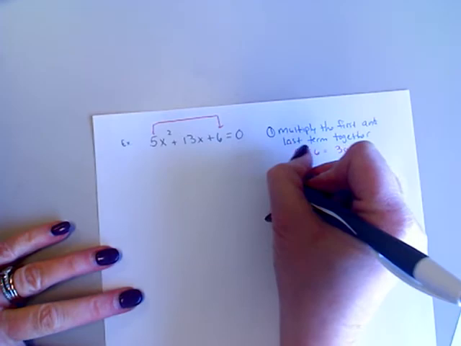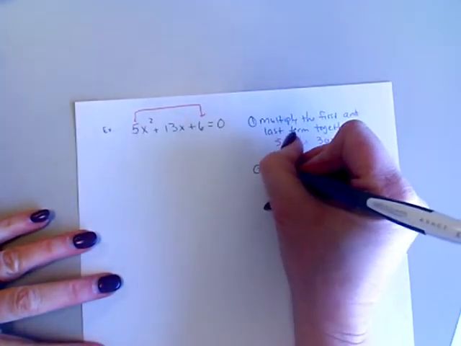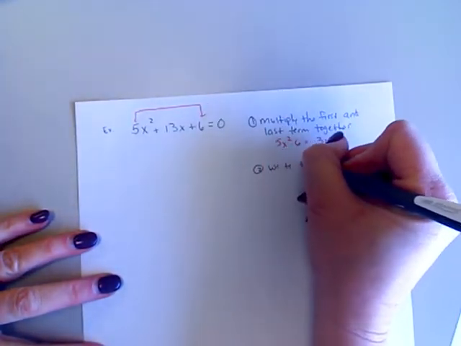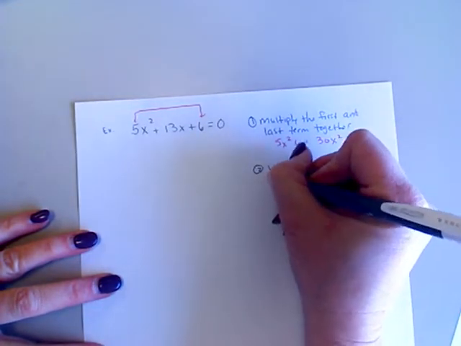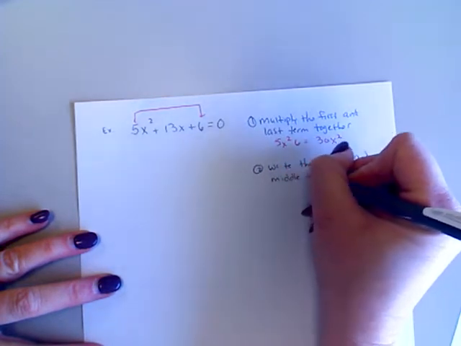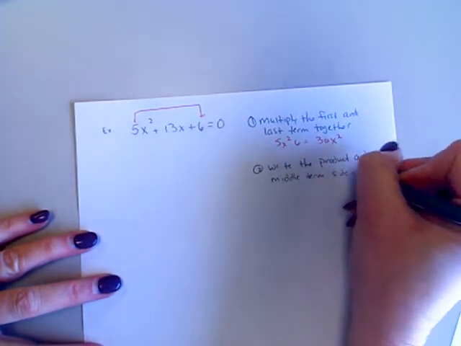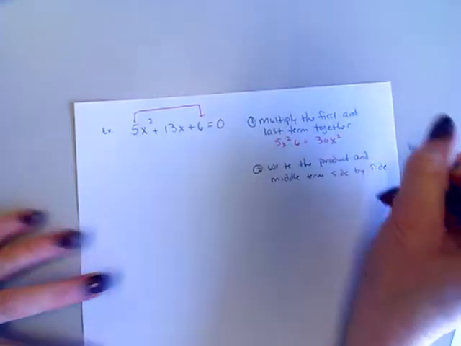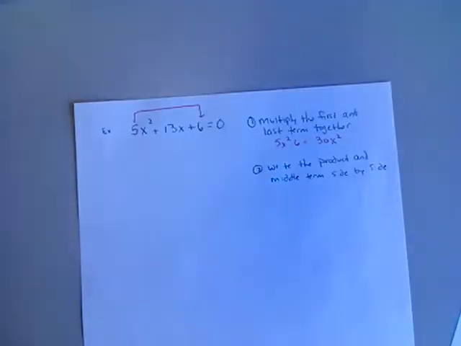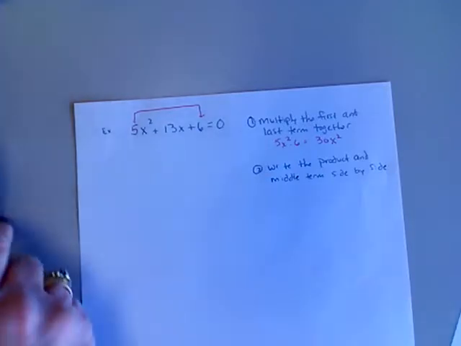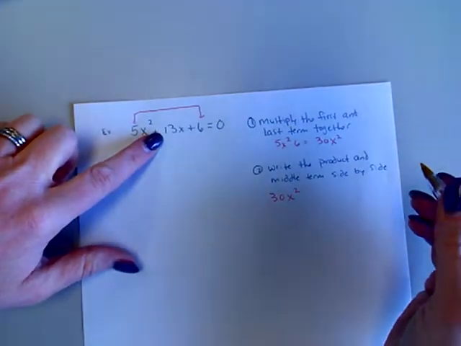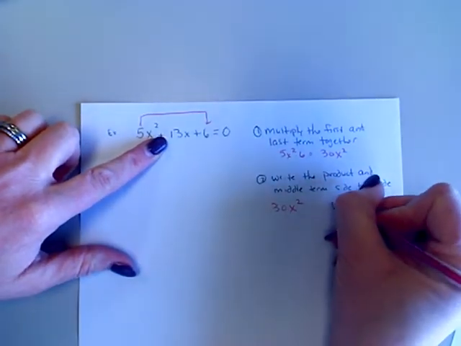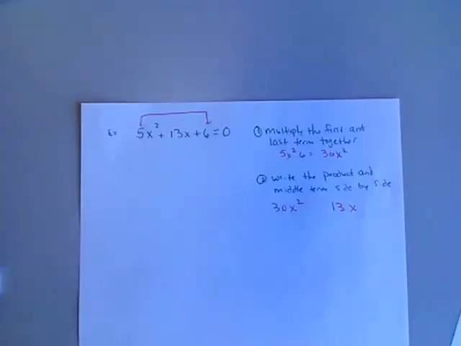Then step 2, I want you to write that product, that answer, and the middle term side by side. Write that somewhere side by side so you can see these two things together. So I'm going to do 30x squared here, and then the middle term right here, 13x. Put them side by side. Here's the thing. You're better when you can see things. We're all visual learners.